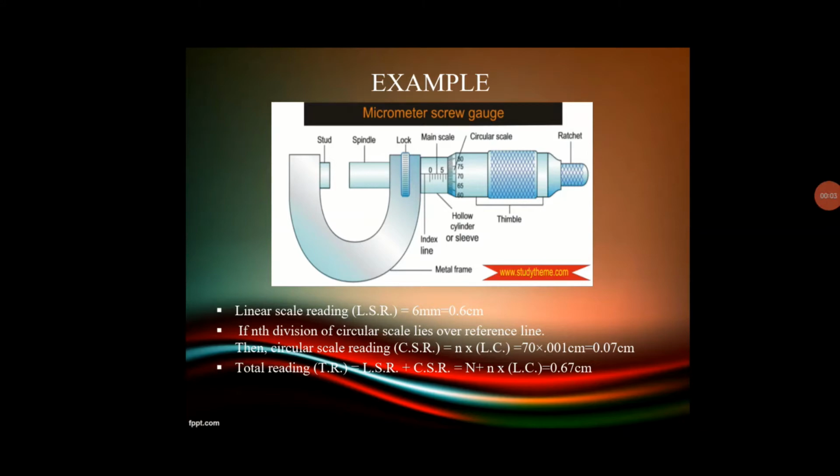Example. In the diagram you can see the linear scale reading is 6 millimeter. If the nth division of the circular scale lies over the reference line, then the circular scale reading, CSR, is equal to n into LC, where n, the coinciding circular scale division, is 70 here. So 70 into 0.001 centimeter is 0.07 centimeter. Total reading will be LSR plus CSR, that is 0.67 centimeter. And whatever be the zero correction, we need to add it to get the final reading.